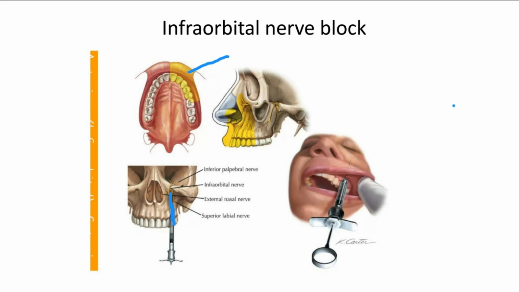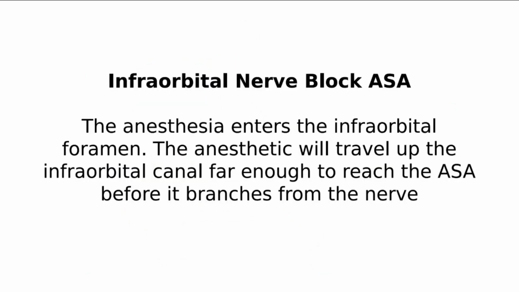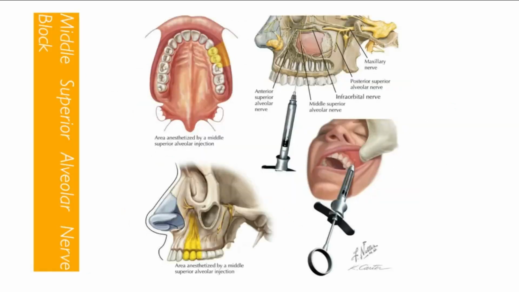Question number four, what is your other injection? It depends. Usually you're doing this as an alternative to ASA. So you're getting canine to canine, so you're doing the nasopalatine nerve. If you're working on the first or second premolar, which is not usually the infraorbital, but if that's the case, you need to do the greater palatine. But again, infraorbital is usually used as an alternative to ASA.